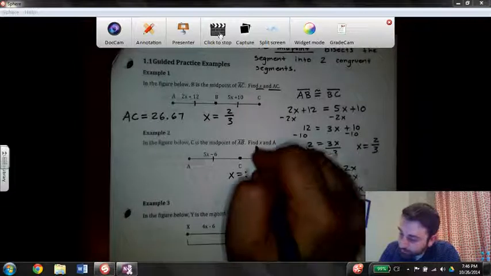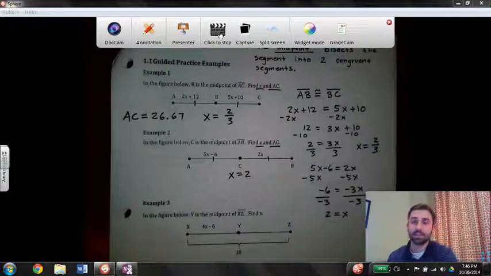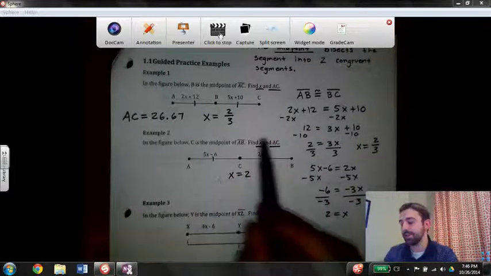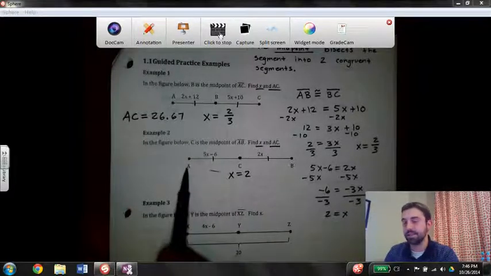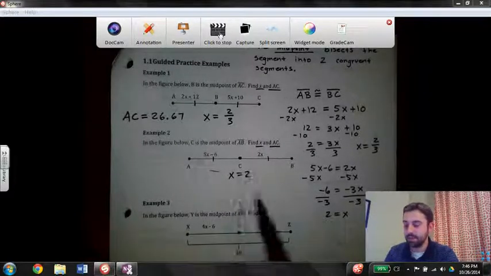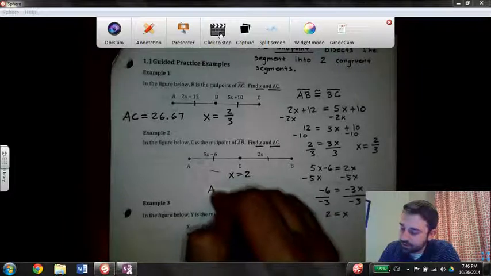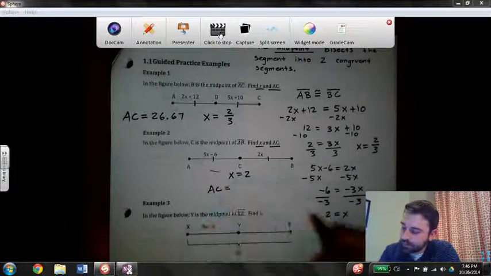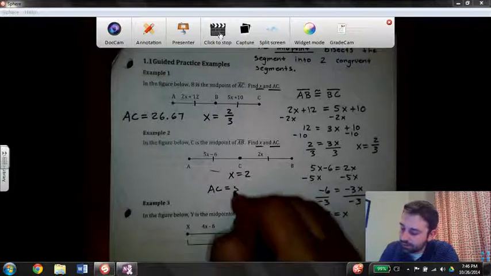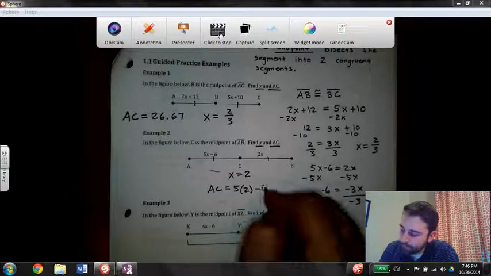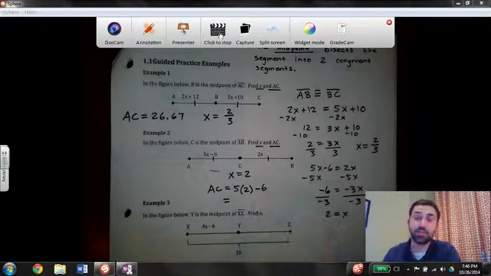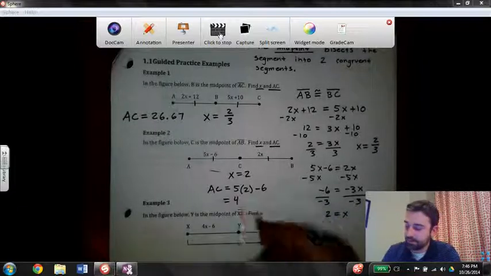However, I also need to find the distance of segment AC. Now notice this is not the total distance, this is the segment AC. So in order to do this, I'm going to plug 2 in for x. 5 times 2 is 10, and 10 minus 6 gives me 4.